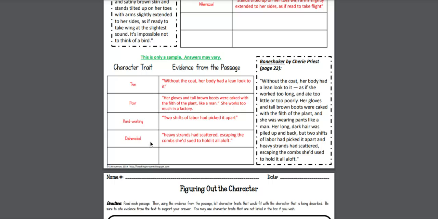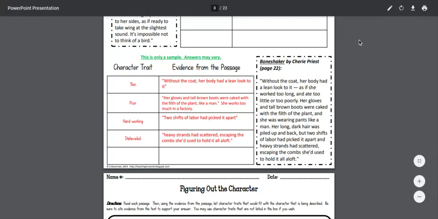Disheveled. Okay, if they have a disheveled appearance, I know that by heavy strands had scattered, escaping the combs she'd used to hold it all aloft. Okay, so her hair was disheveled. Heavy strands had scattered. Okay, so that's it on character traits, guys.